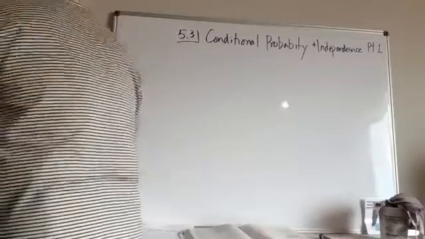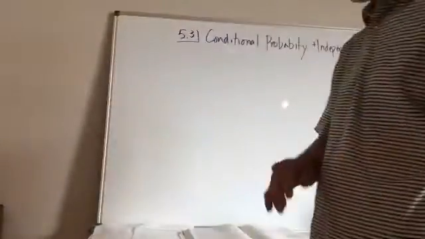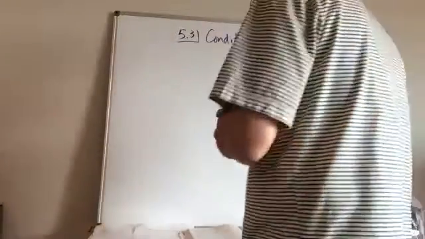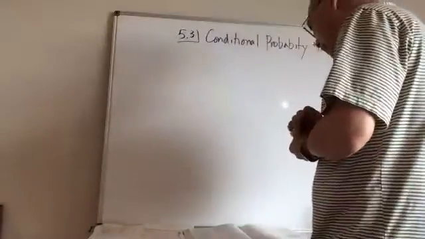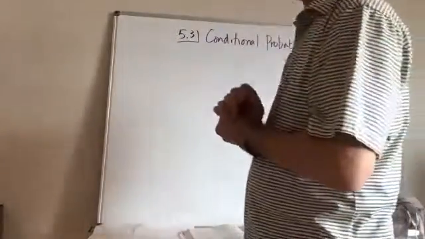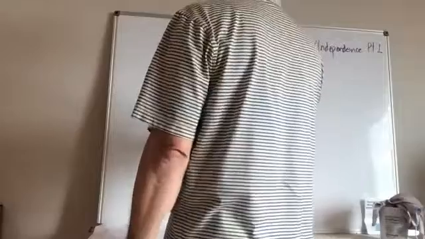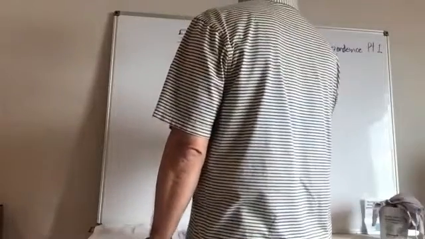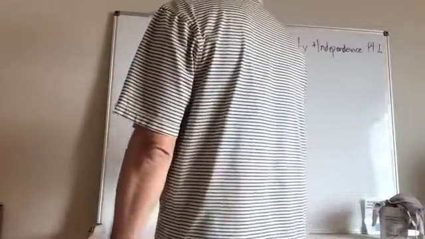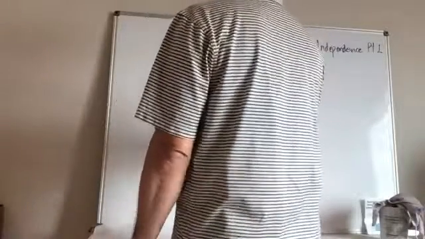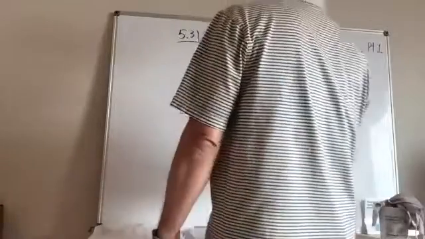All right, so let's go ahead and jump into 5.3 now. 5.3 is conditional probability and independence, okay? So, stuff we've done before, we just haven't done some of the nomenclature and stuff like that. So let's go back to our male and female pierced ears example.